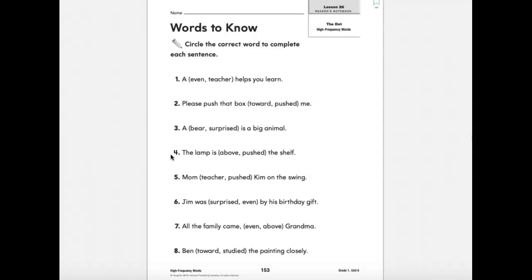Sentence number 4 says, the lamp is blank the shelf. The lamp is above, pushed the shelf. Circle the word that best completes the sentence for number 4. If you need to pause the video at any time to keep working, go ahead and do so now.